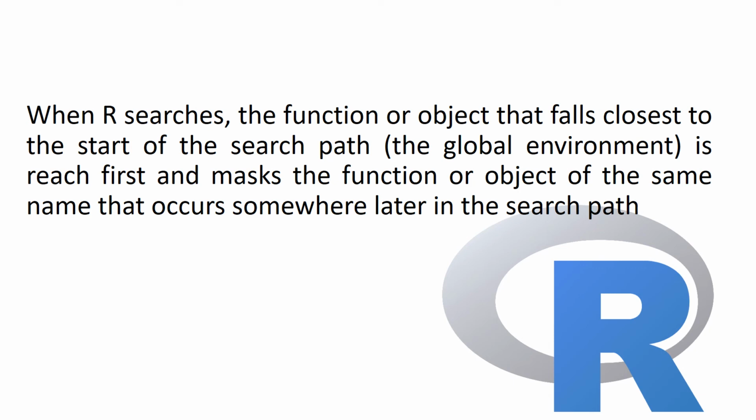When R searches for a function or object, the one that falls closest to the start of the search path, the global environment, is reached first and masks the function or object of the same name that occurs somewhere later in the search path.